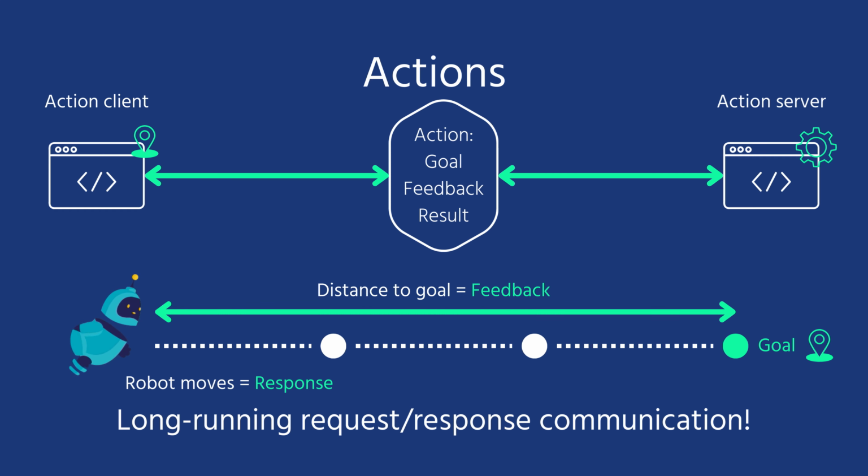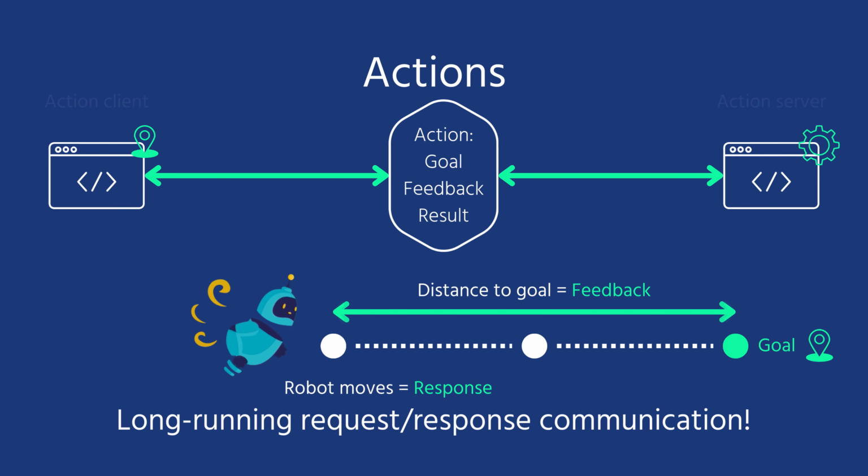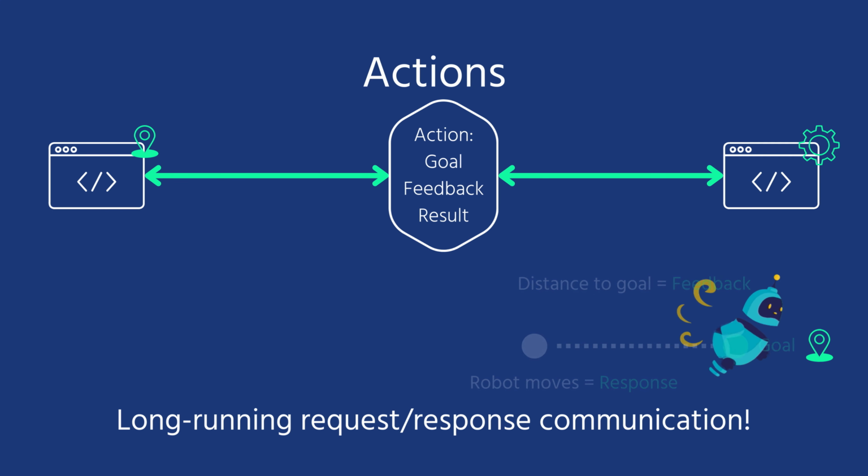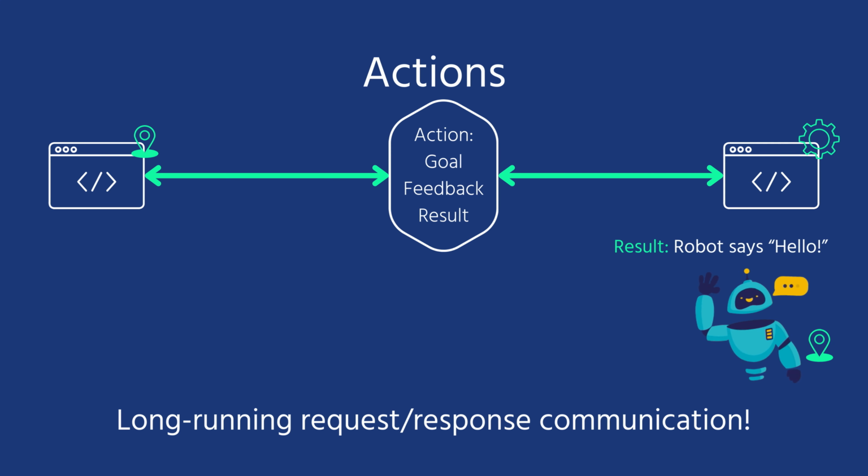Consider this robot as an example. An action client sends a goal point for the robot to reach, and the action server directs the robot's movement and response. While the robot pursues the goal point, it sends feedback indicating the distance to the goal. Once the goal is reached, the robot sends a message indicating success as the result.